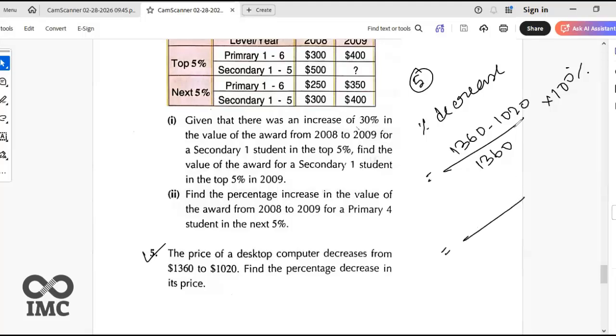So now subtract. 0, 6 minus 2 is 4, 3 minus 0 is 3, so 340 by 1360 into 100%. We can easily cut 0 and 0. So 2 17s, 2 6s are 12, 2 8s are 60. We can divide 68 by 4.